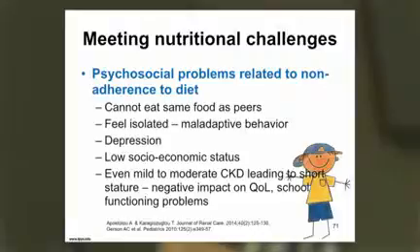Psychosocial problems related to non-adherence to diet are similar to many others, especially when you're dealing with children and young adults. First thing is they cannot eat the same foods, or we teach them that they should not eat the same foods as their peers. But of course they will eat the same food as their peers, because otherwise they feel isolated and they might exhibit maladaptive behavior. Depression is a common problem in this age group. Low socioeconomic status will play a role in adherence to the diet.